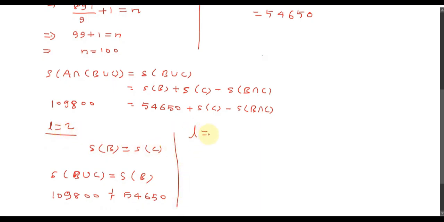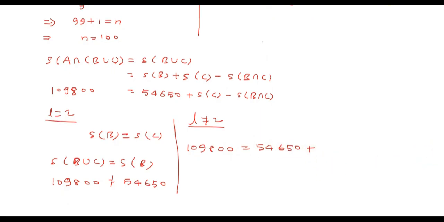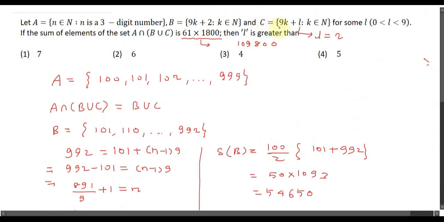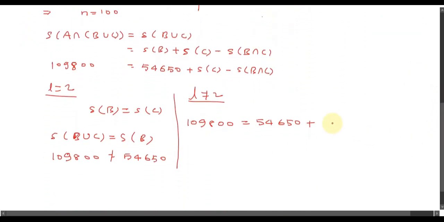Now when L is not equal to 2, the sum will be 109800 is equal to 54650 plus the 3-digit numbers of set C. The elements of set C are in the form of 9k plus L. So we will take the summation of these elements, summation of 9k plus L.